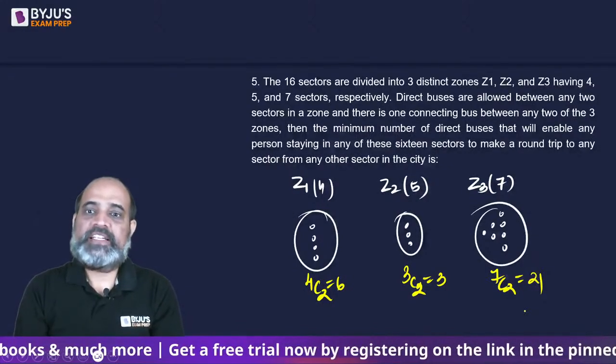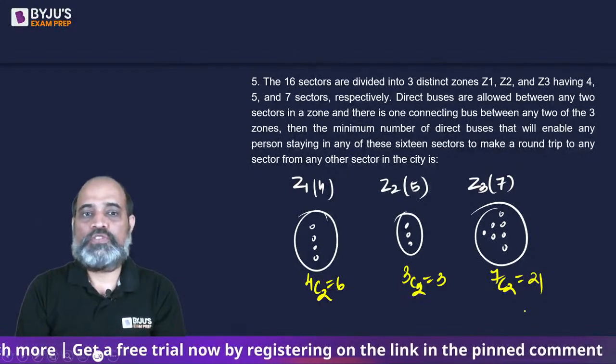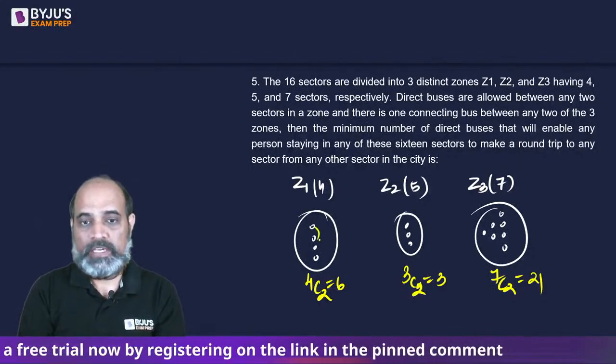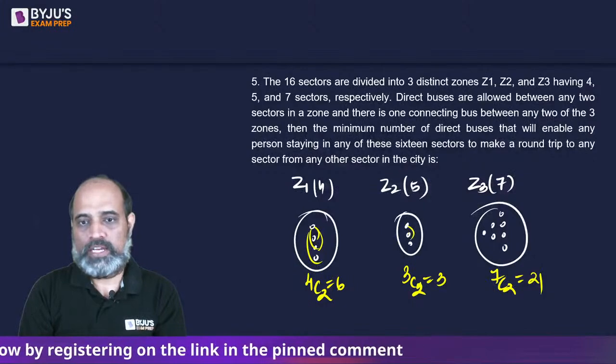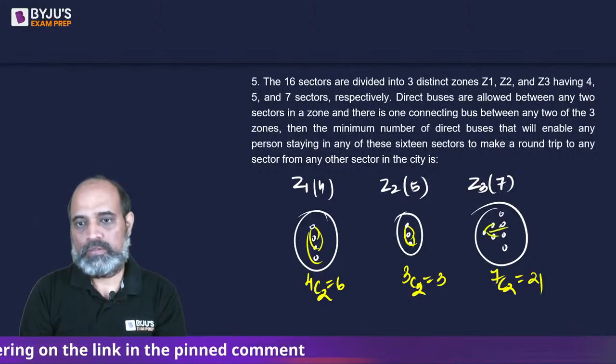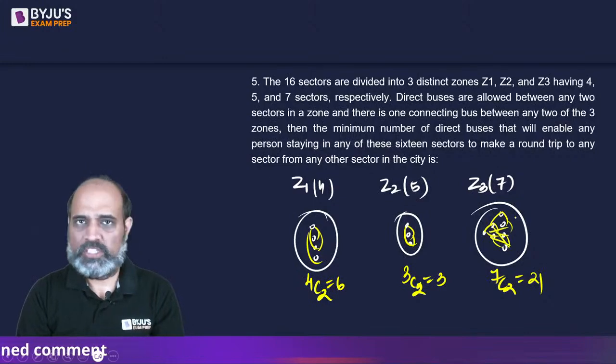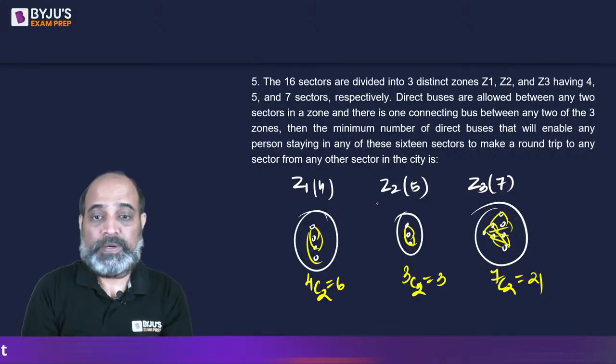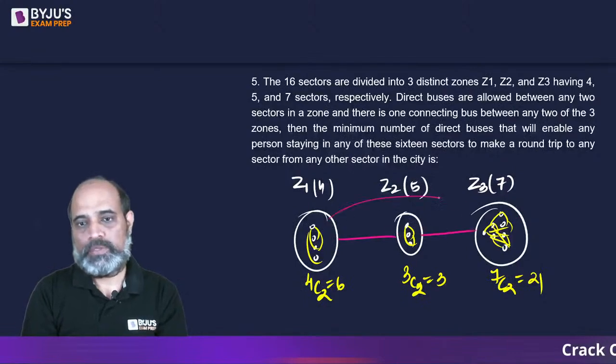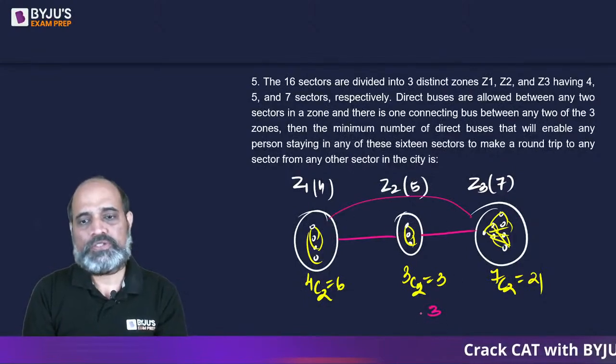And there is one connecting bus between any 2 of the 3 zones. So अभी क्या हुआ, इनके आपस का तो travel roads सारे हो गए, जितना भी होगा. But now between these zones also this is going to happen. So there are going to be 3 of them between the zones.